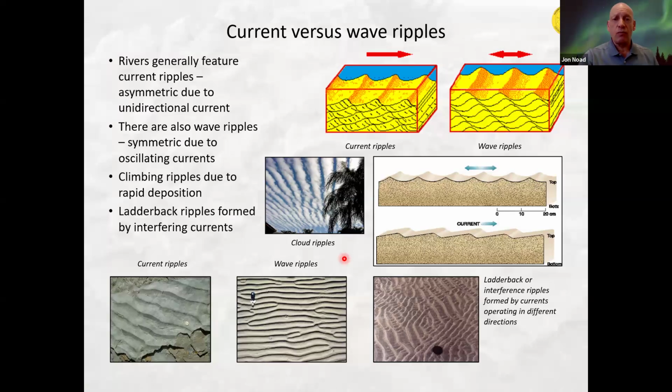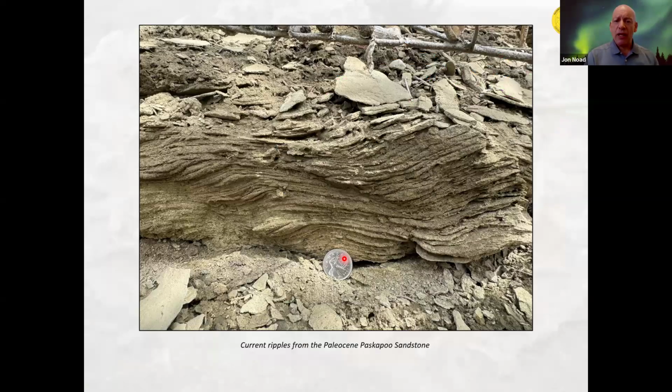And this is just a nice example here from the Paskapoo sandstone here in Calgary. And you can see really nice current ripples in here. Steep side over here, and then flatter side over here. So the flow would be towards the left-hand side of that photograph.